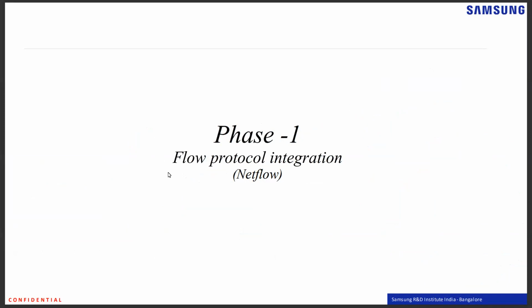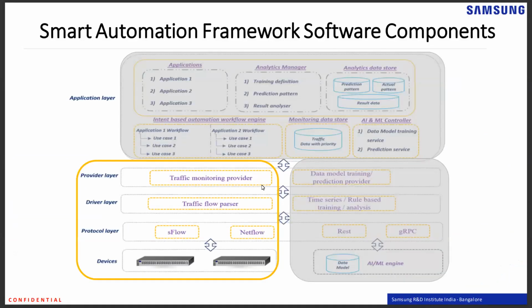So phase one is essentially targeted for flow protocol integration with ONOS, and more specifically, it is for Netflow version 9 that we are targeting right now. If we see this architecture diagram, this phase one is concerned with the bottom left of the diagram, where we have the Netflow and the traffic flow parser and traffic monitoring provider.